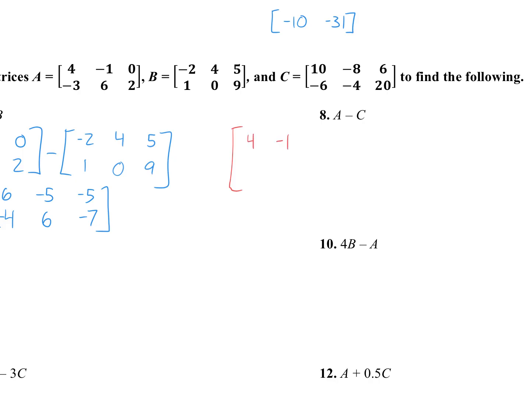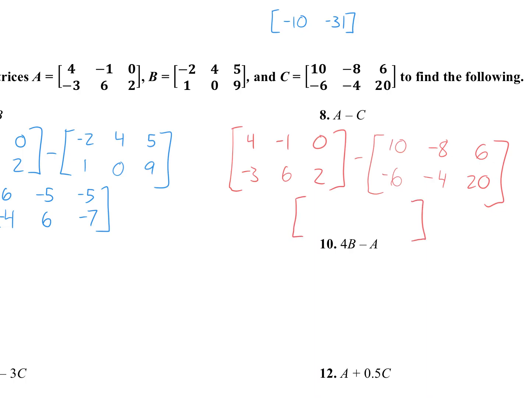Now we're doing A minus C, so just rewriting it. There's A minus C. All right, so let me write a little smaller down here. 4 minus 10 is negative 6. Negative 1 minus a negative 8 becomes negative 1 plus 8.